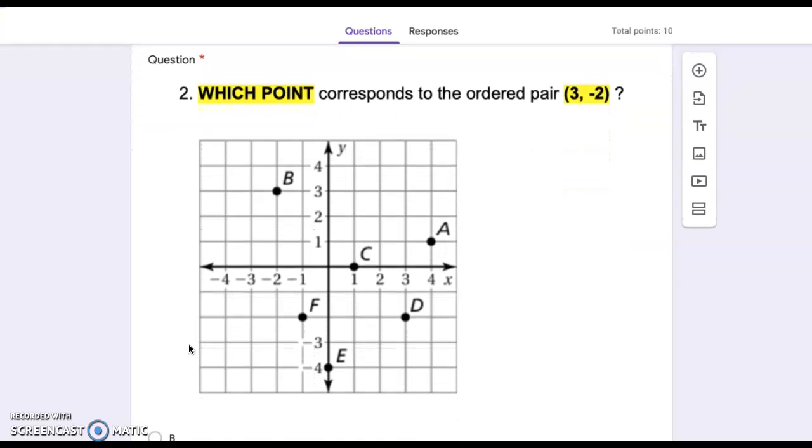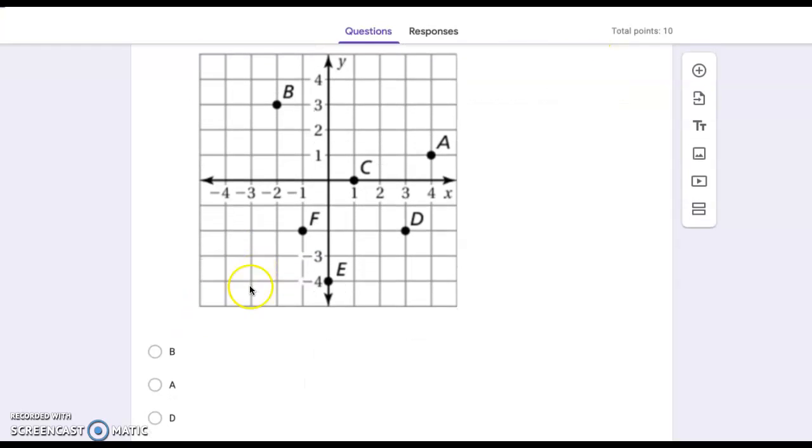Number 2, which point corresponds to the ordered pair 3, -2? Is it point B, point A, or point D?